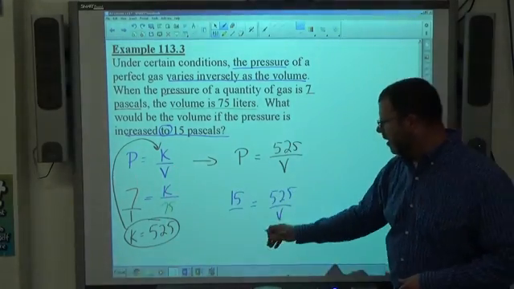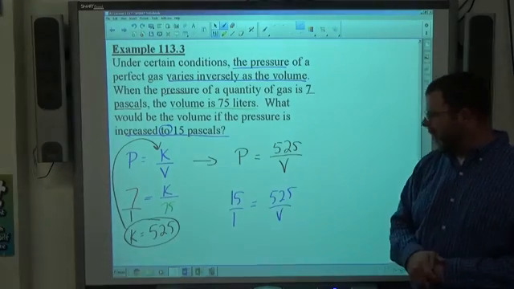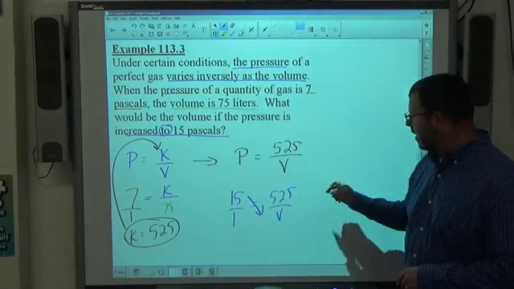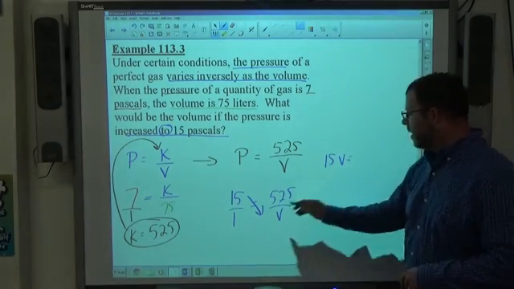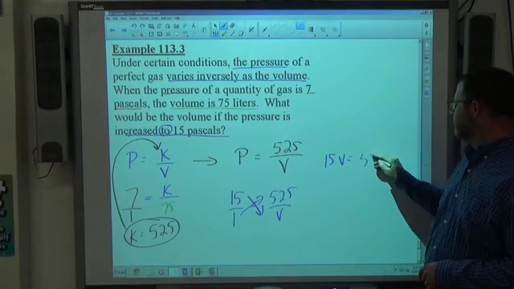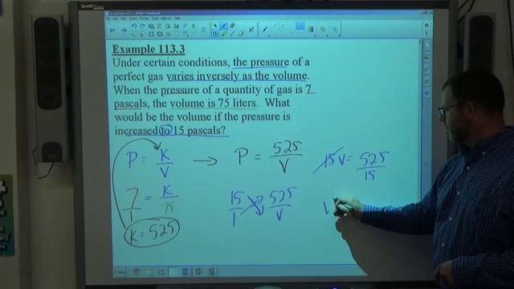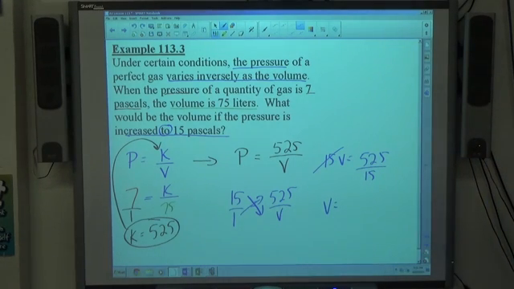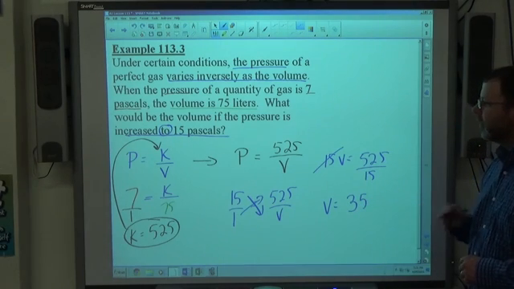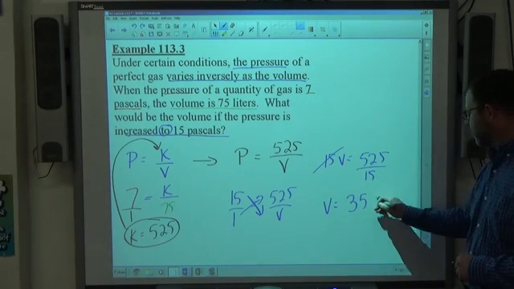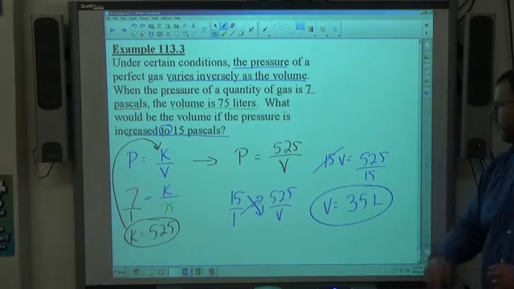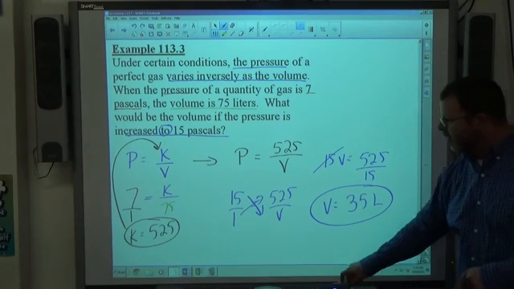We have this fraction here, so I'm going to put this over 1 to cross multiply. This gets me 15V is equal to 525. Divide both sides by 15. And let's see, 15 we'll get 35. And the unit is liters, so 35 liters would be the volume if we increase the pressure.